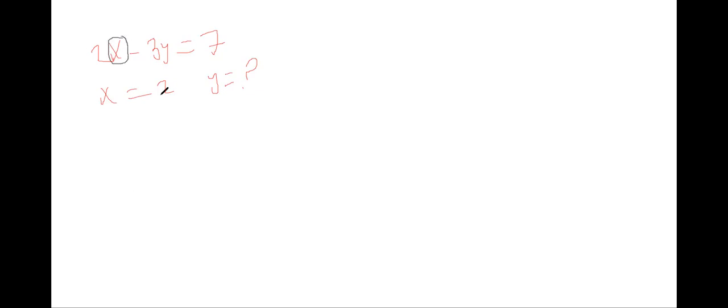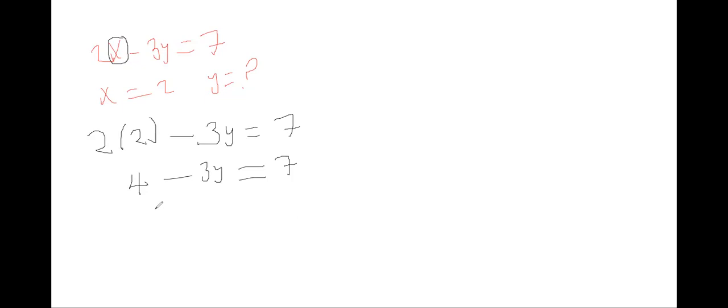So we remove it and substitute it with 2, when x equals 2, because what this is telling you is multiply 2 by x. Since we know x is 2, we multiply 2 by 2. Then we said minus 3y equals 7. So this will give us 2 times 2, that is 4, minus 3y, equals 7.